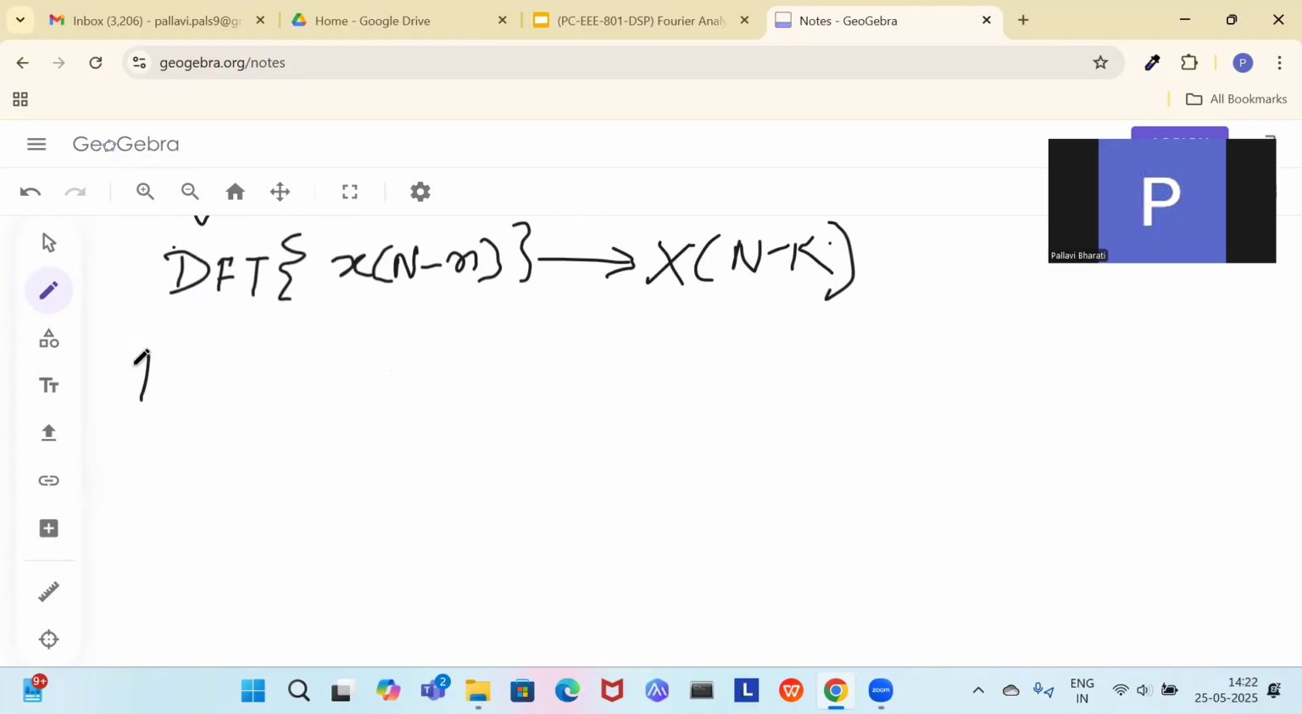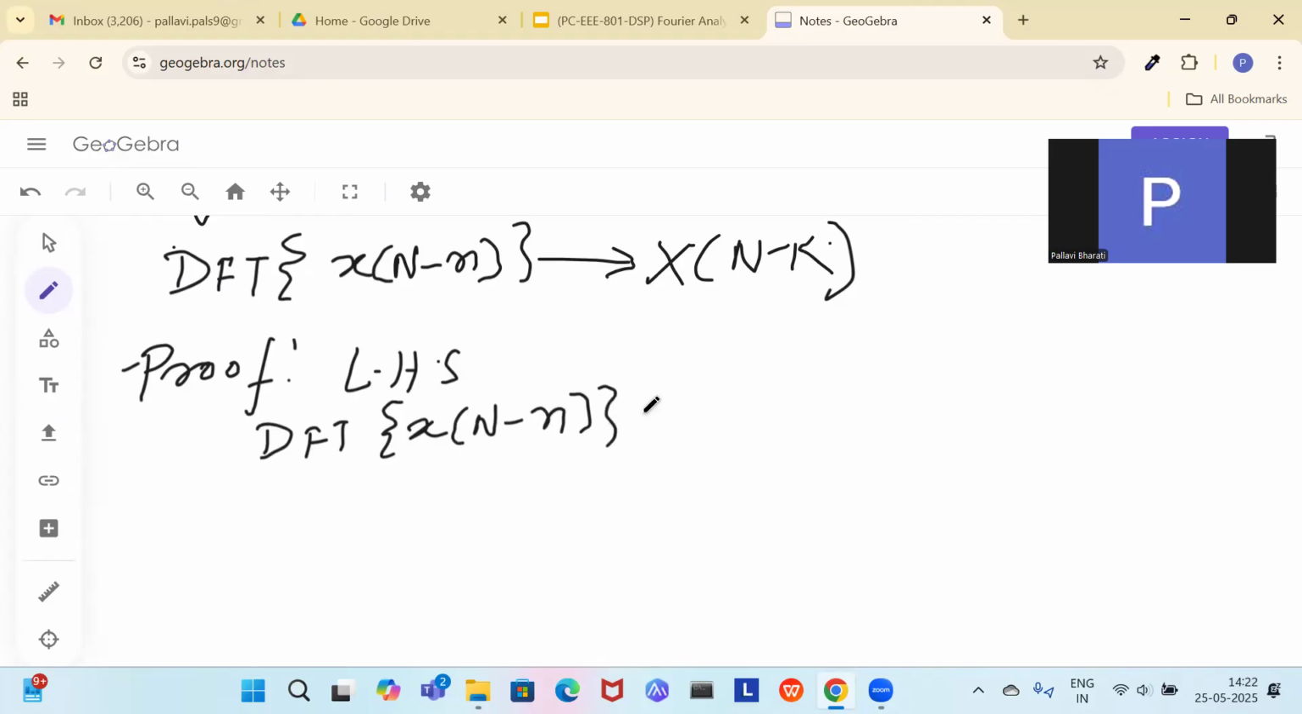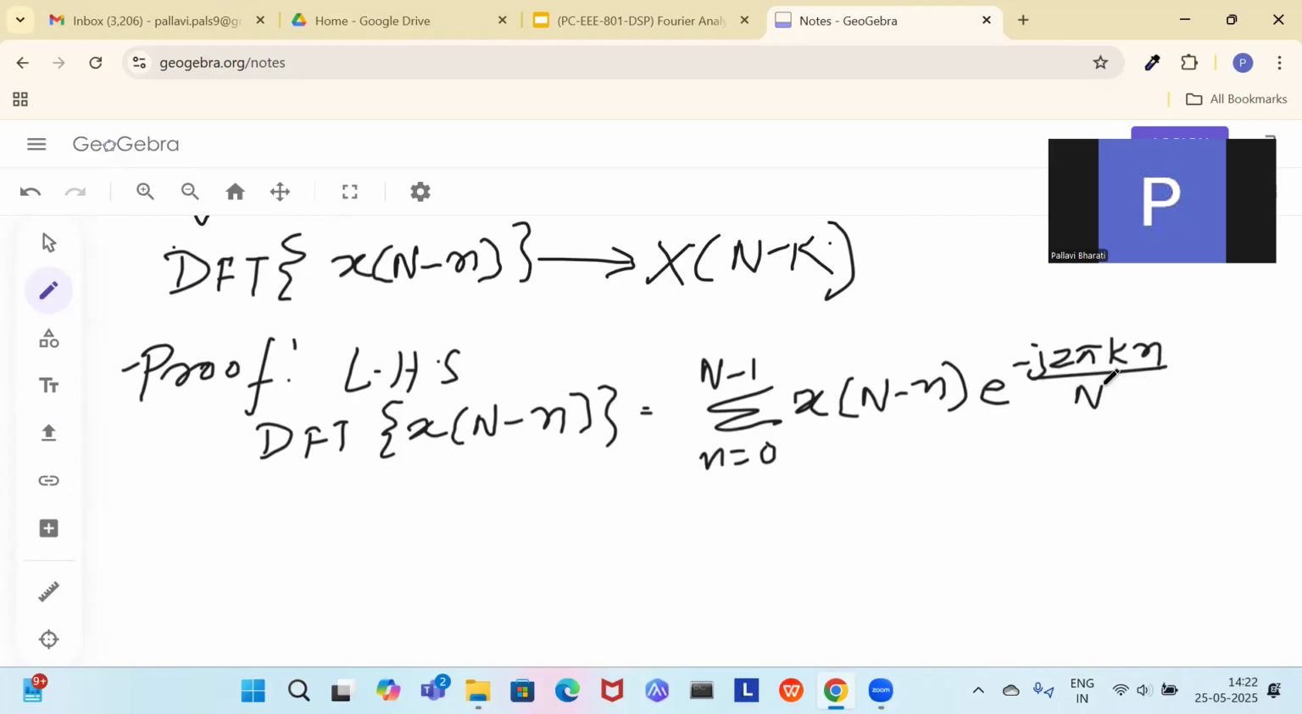So once again, we will be doing the proving. Start with the left-hand side as usual. On the left-hand side, what we have is the DFT of x of capital N minus n. Write the DFT formula for this one. That is going to be the sum over small n equals 0 to capital N minus 1 of x of capital N minus small n, e to the power minus j 2 pi k small n by capital N.